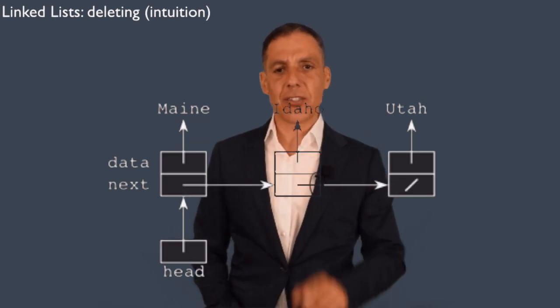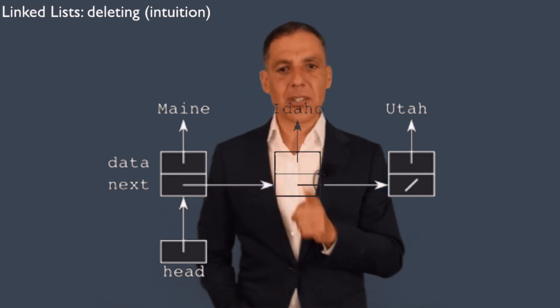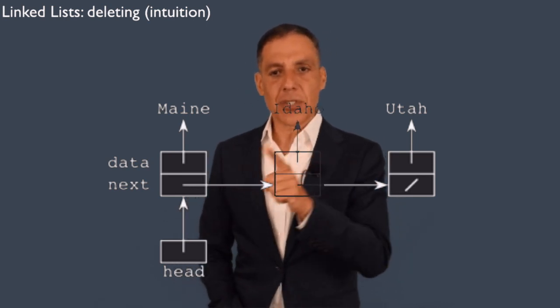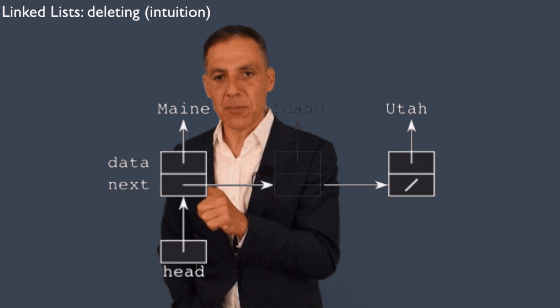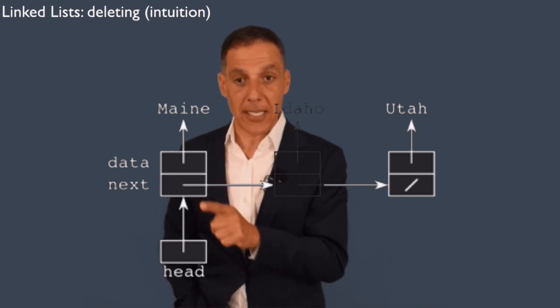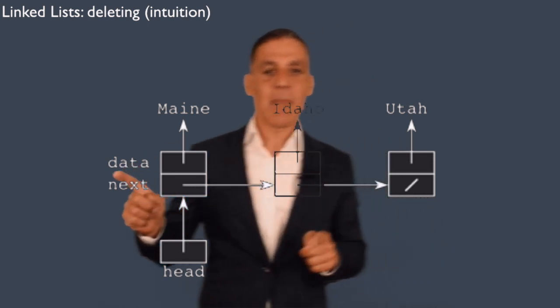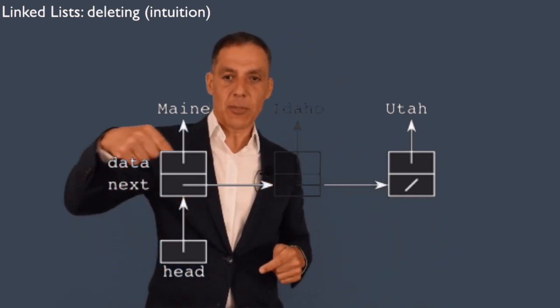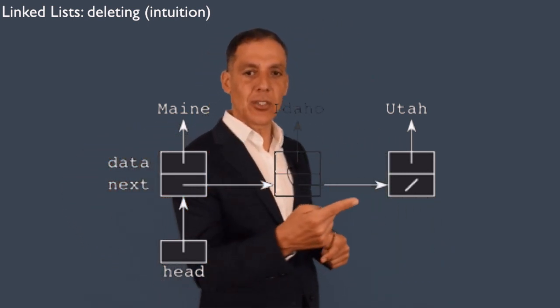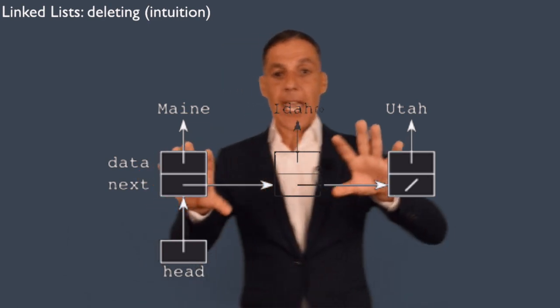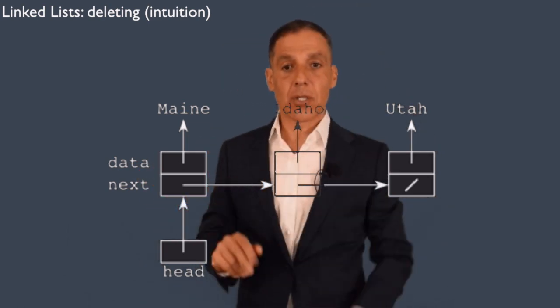Well, I've isolated this node, and what does it mean to delete it? All that I have to do to delete it is to take this next parameter right here in main and just override it to point to Utah. So instead of main pointing to Idaho, main is simply going to say, oh, you're out, so I'm going to just do a new vector here, and that item is now gone.